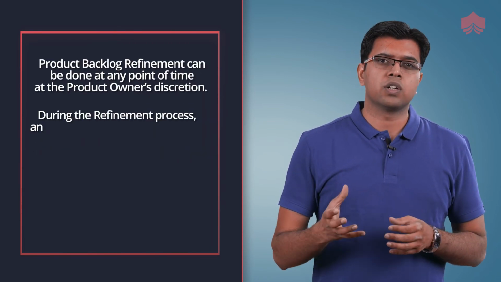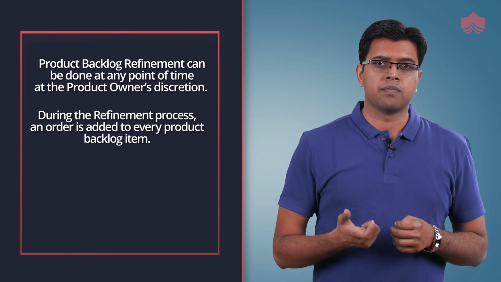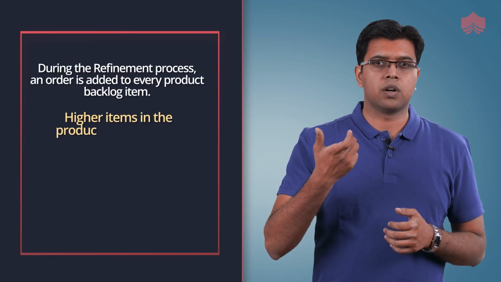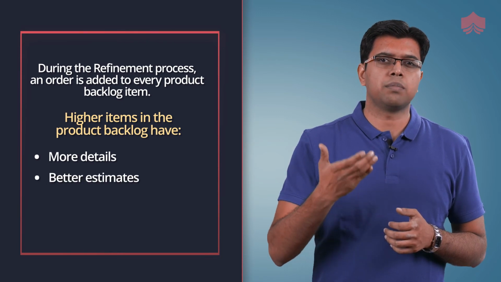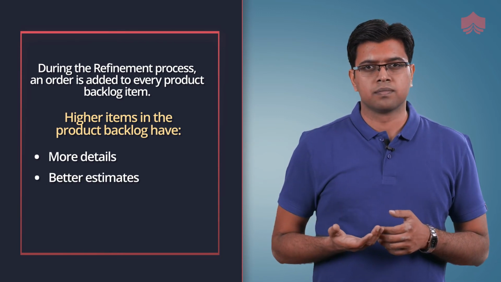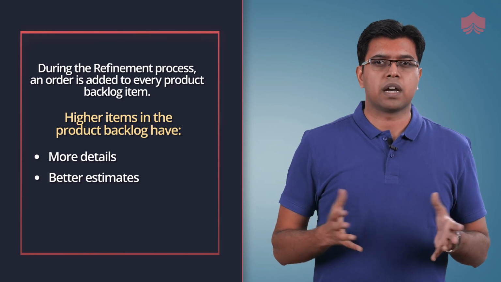You can have product backlog refinement done at any point of time at the product owner's discretion. During the refinement process, an order is added to every product backlog item. And the higher the items are in the product backlog, the more details and better estimates they have, and these are the items which may be ready to be pulled into a sprint. That is why we do product backlog refinement.